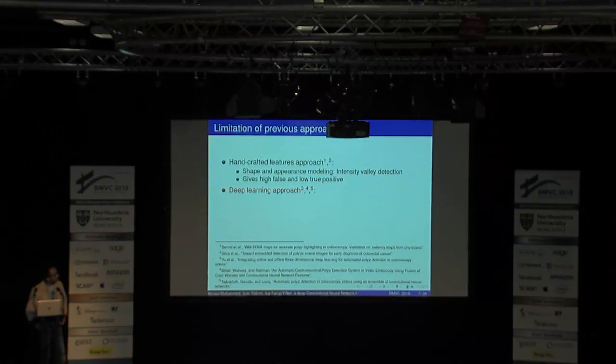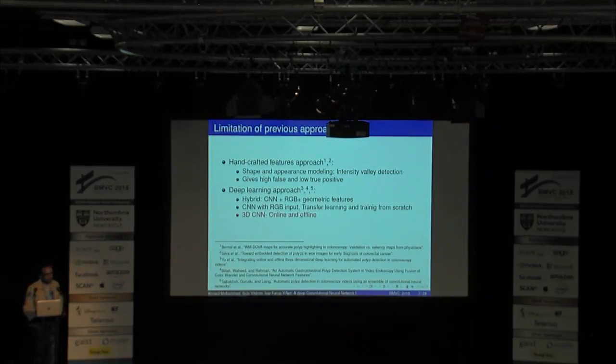There have also been deep learning approaches in this area. There have been CNNs with RGB input, with geometric features as an additional feature map in addition to the RGB input image. There has been transfer learning, and training from scratch. Different methods have been tried, and also 3D convolutions. But one disadvantage of this field is that there is not enough data, so you can't train large deep networks. That has been the main problem in training bigger networks.